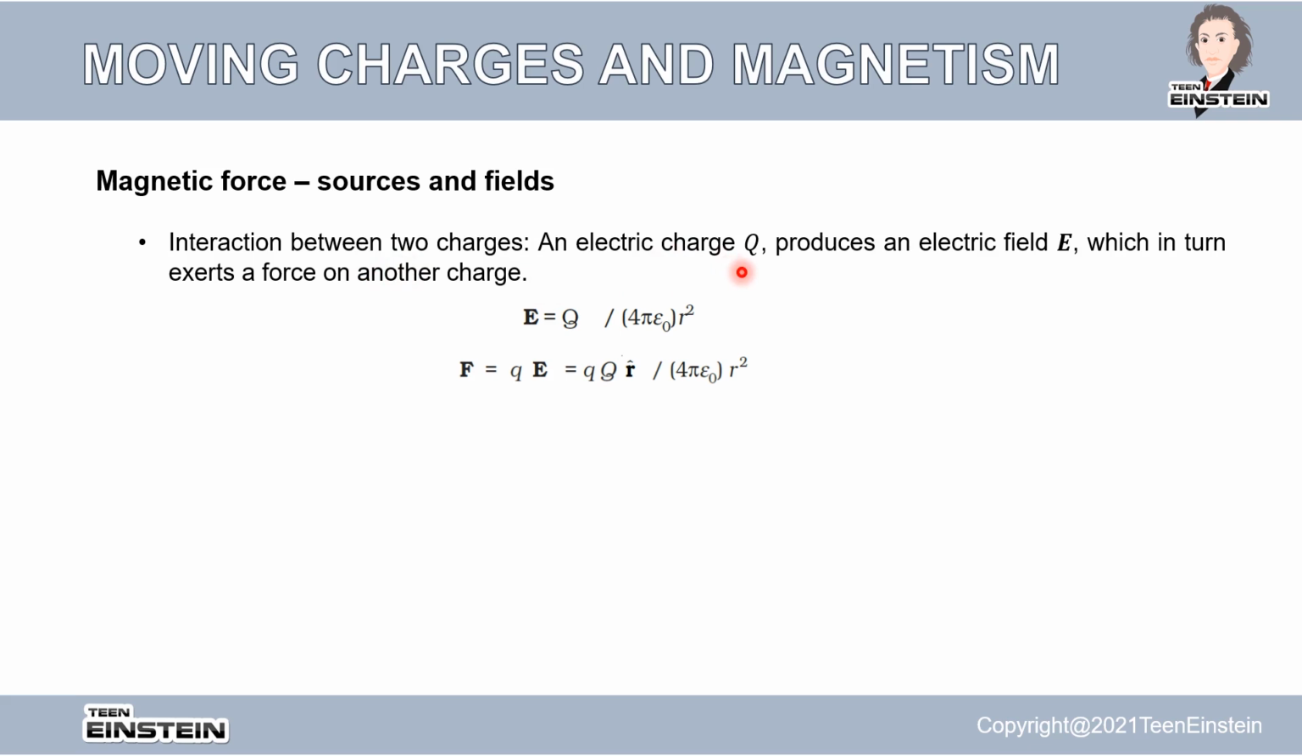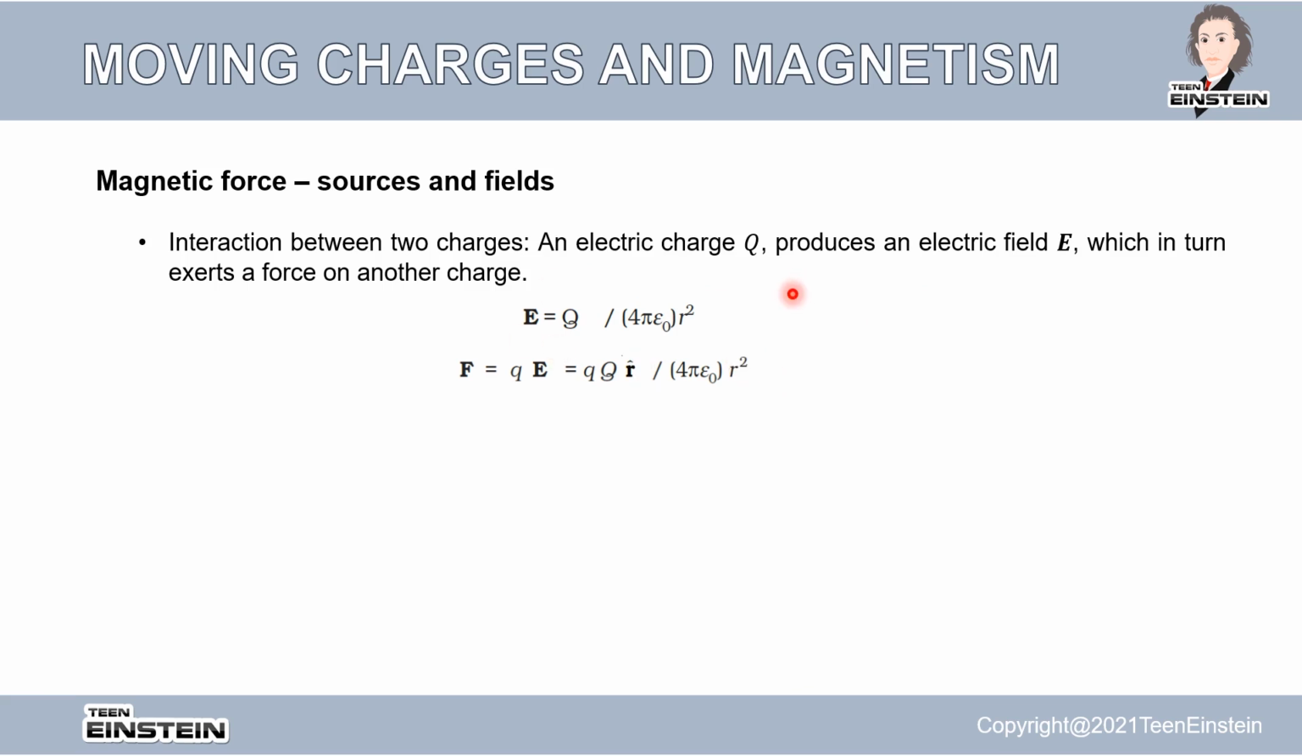There is an electric charge Q which produces an electric field E, which in turn exerts a force on another charge. So for example, if there are two charges, this is how they interact. The first charge produces an electric field and that electric field exerts a force on the other charge. And we talked about this electric field E, which is given by Q divided by 4 pi epsilon 0 R squared, and the direction will be away from the charge if it is positive and towards the charge if it is negative.